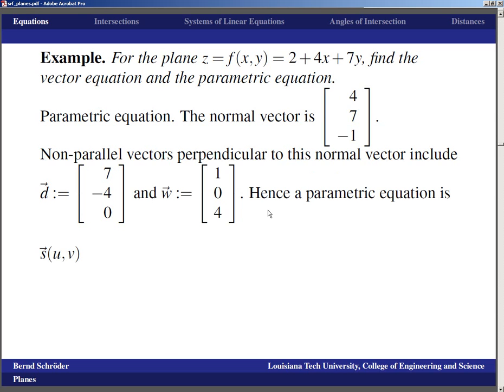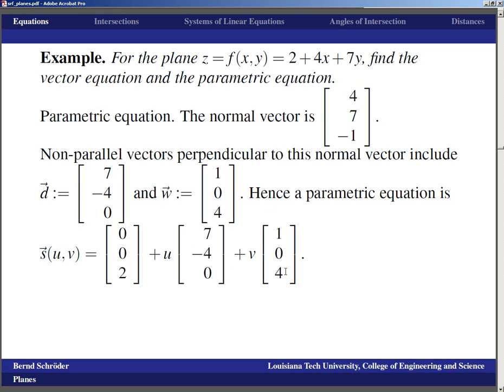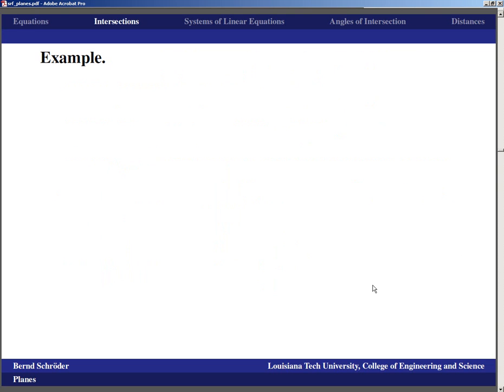And if I want a base point, I just plug in 2 points. When x is equal to 0 and y is equal to 0, then z is equal to 2, so 0, 0, 2 is my base point, plus first parameter times first direction vector 7, negative 4, 0, plus second parameter times second direction vector 1, 0, 4 equals 0. So we have seen that even though we have 3 different kinds of equations for planes, we can translate back and forth between these kinds of equations. And we can use that to our advantage when we compute intersections.